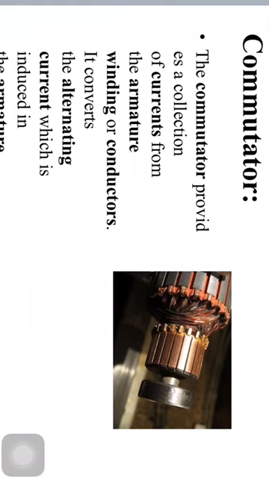It converts the alternating current which is induced in the armature conductors into direct current. It is cylindrical in shape and has wedge shaped segments. These segments are insulated from each other, and the number of segments is equal to the number of armature coils, and each segment is connected to the armature conductor through a riser or strip. These segments have V grooves to prevent damage from centrifugal forces. So this is about our commutator.